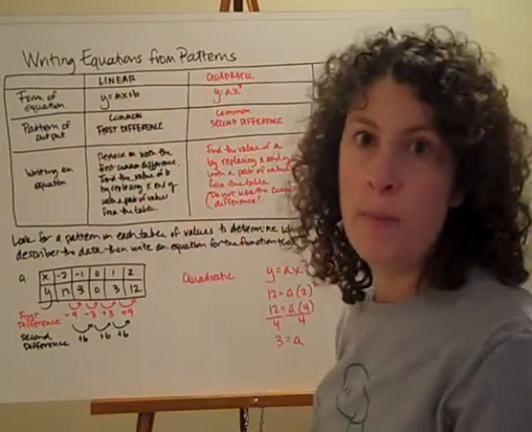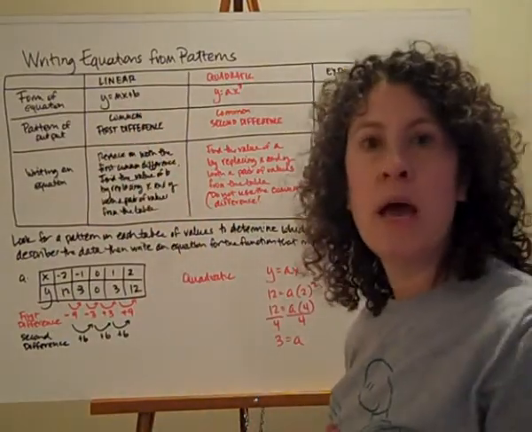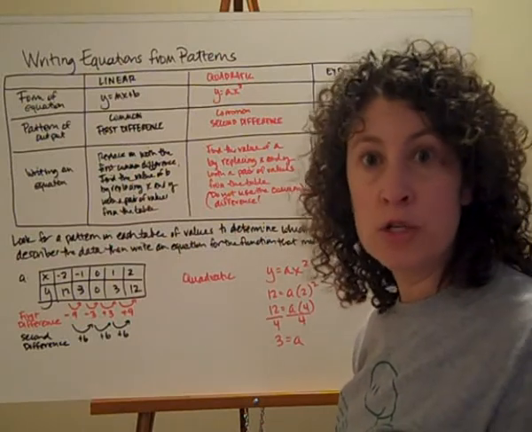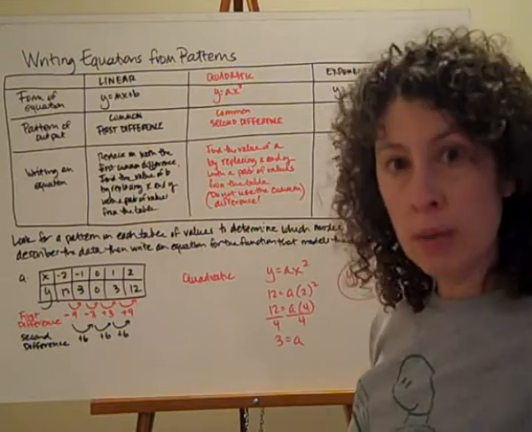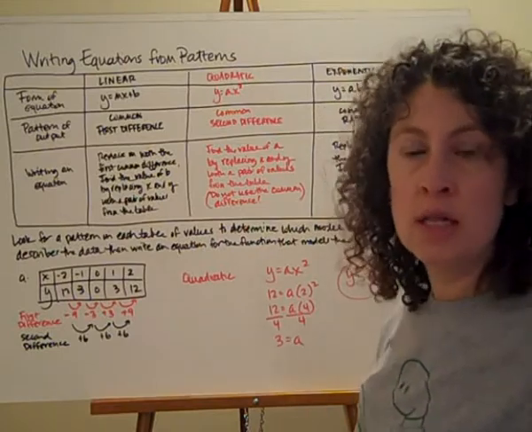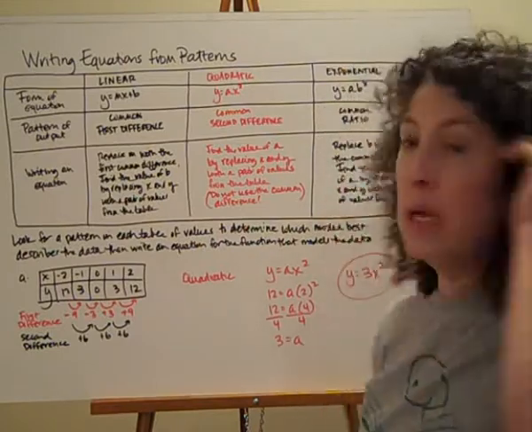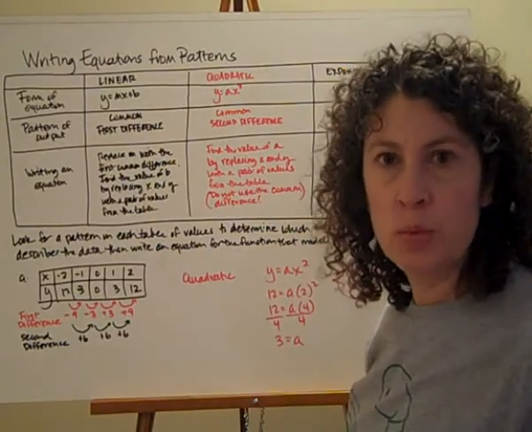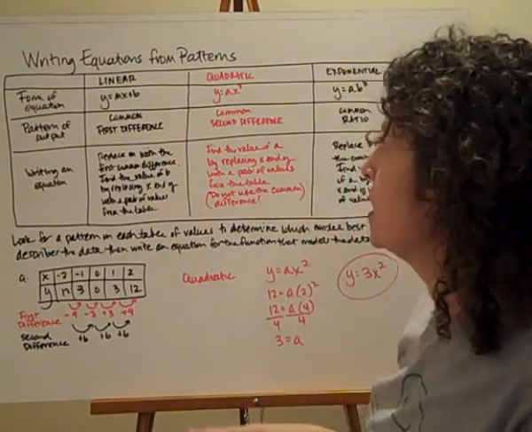Writing equations from patterns. So we've looked at our different types of patterns: linear, quadratic, and exponential. Now what we're going to do is look at a pattern and then actually create the equation that goes with that pattern. We've got a big table here with a lot of descriptions and explanations on what to do, so let's pull apart the pieces one at a time.